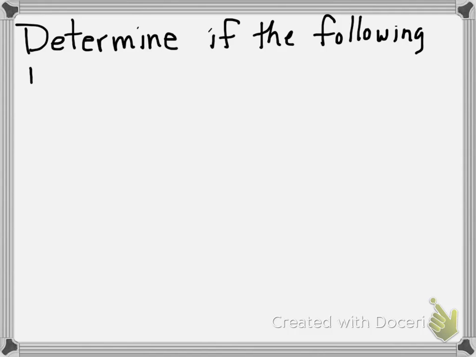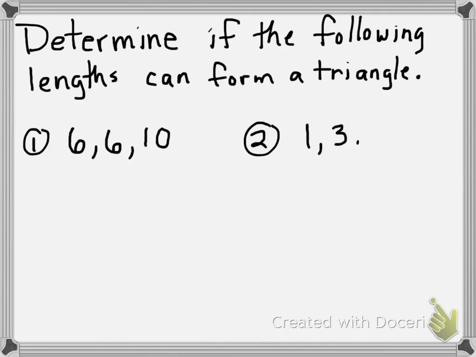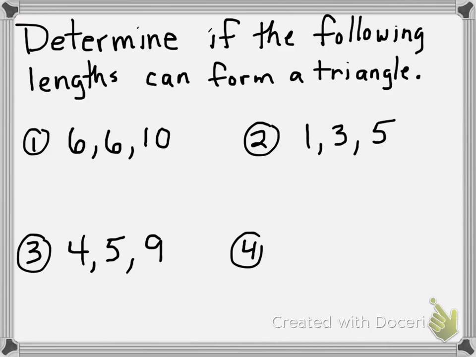Alright, so now let's see if you can determine if these three lengths can make a triangle. The first one, you have three lengths, 6, 6, and 10. You need to determine if that can make a triangle. On number 2, you have 1, 3, and 5. Can that make a triangle? Then 3, 4, 5, and 9, and 4, 10, 15, and 20.